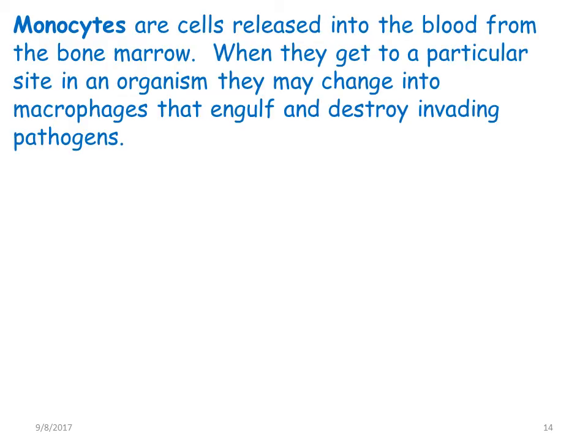Let's look at the agranulocytes. Monocytes are cells that are released into the blood from the bone marrow. When they get to a particular site in an organism, they may change into macrophages that engulf and destroy the invading pathogens.